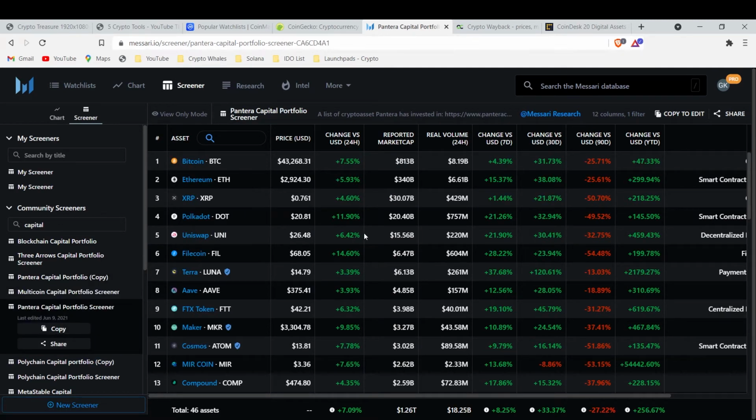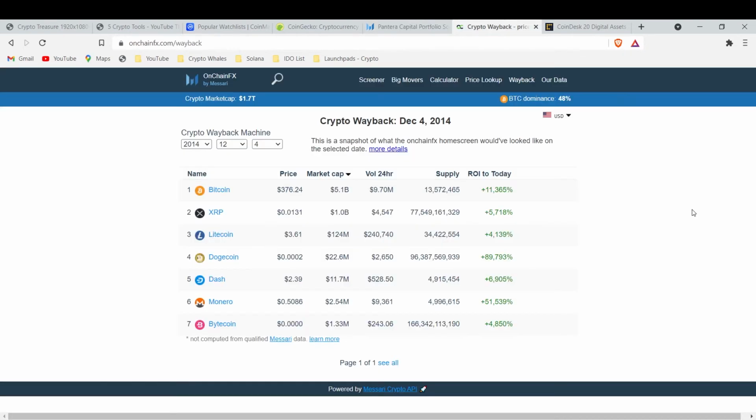The other part about messari.io that I love is the changes in the last 90 days. And you also have the ability to filter through and change the filters as you like on the data points and market data that you may want. Now that's messari.io. Now the fourth market data tool that I particularly like to use is OnchainFX.